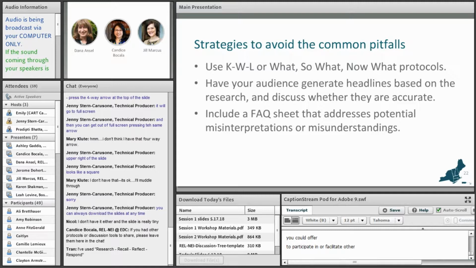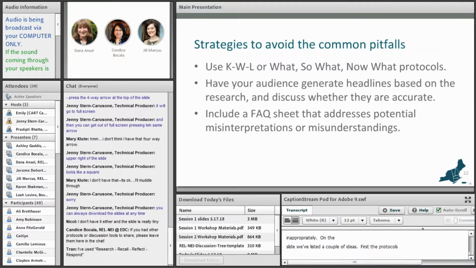Depending on the nature of the presentation and the audience type, you can consider incorporating some activities into the presentation that will help build research literacy and lessen the chance of findings being used inappropriately. And on the slide here, we've listed a couple of ideas. Well, first, the protocols that Candice discussed.